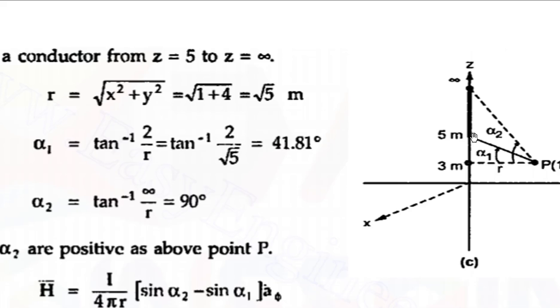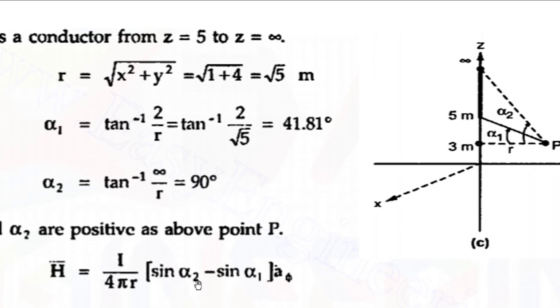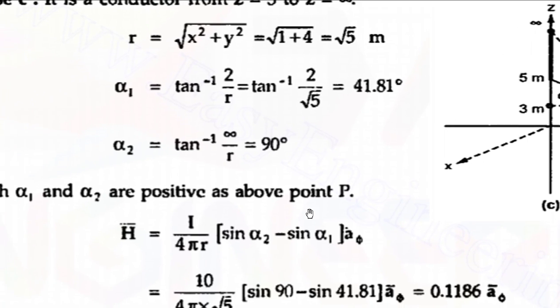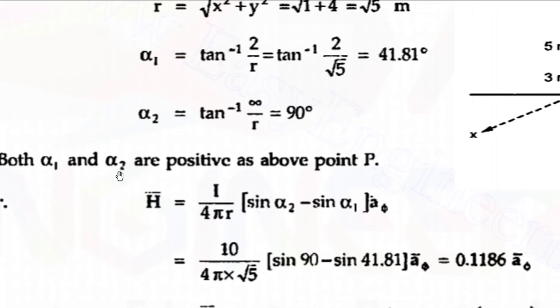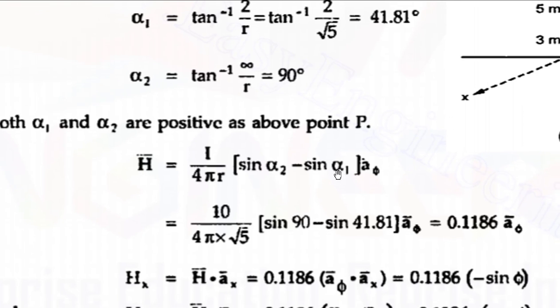Now both of these ends are above the xy plane, so we have to consider both alpha 1 and alpha 2 as positive, as they are above point P. So what is our equation for a finite current filament? H bar is given by I upon 4 pi R, sine of alpha 2 minus sine of alpha 1, into A phi cap. So put the value of alpha 2 as 90 degrees and alpha 1 as 41 degrees, and keep A phi cap as it is.